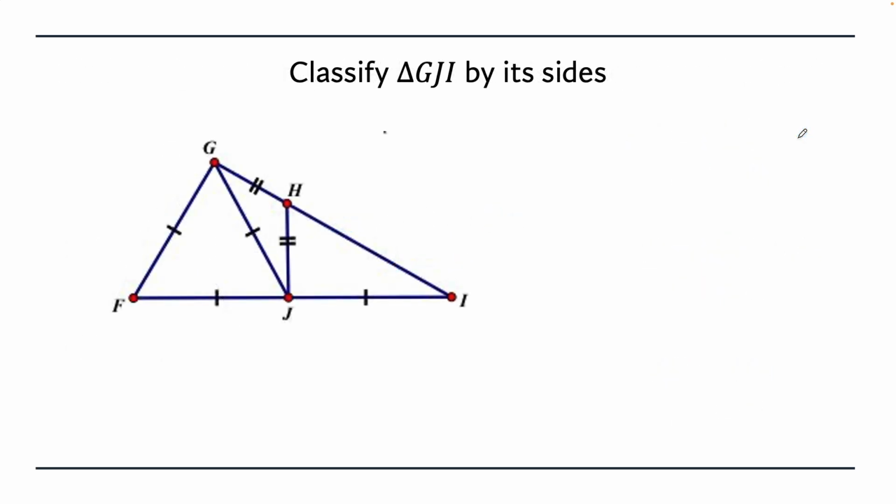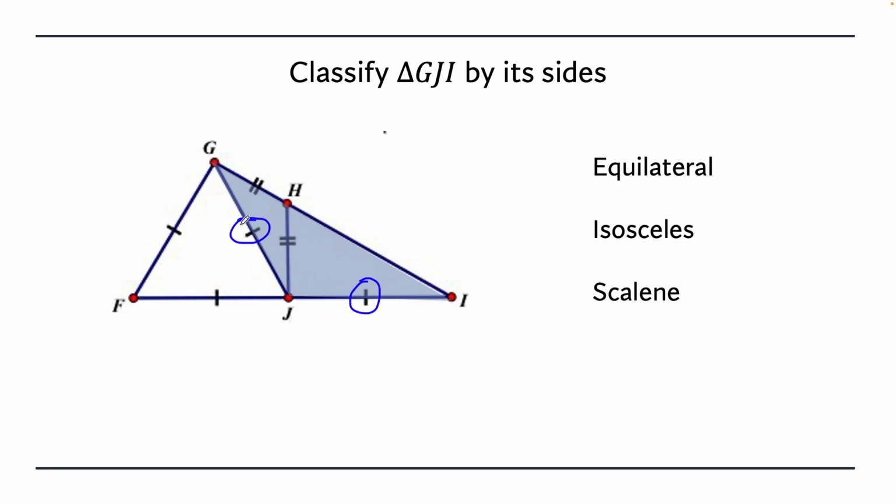Now, this one looks complicated. It says classify triangle GJI by its sides. There is so much going on there. So first thing we need to do is find GJI, and then we're going to have to pick from this menu of sides. So there we go. GJI, there's that triangle. And if you look at the triangle that I've highlighted, look at this right here, we've got this guy and this guy. Those are congruent sides, which makes this an isosceles triangle.